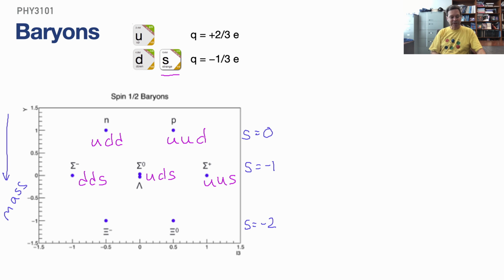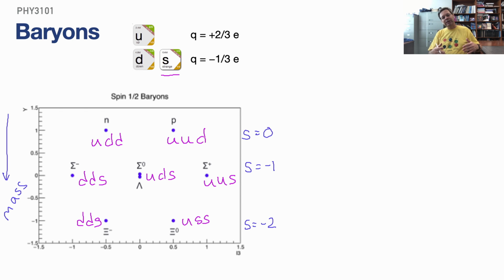I have a Xi minus for the bottom left part. And I need to add 1 more strange quark, but I can just flip one of the down quarks into a strange quark, right? So I could write this as d, d, s. And that would make the Xi minus. What about the Xi 0? Again, I can change a down type quark into a strange quark, and I could get u, s, s.